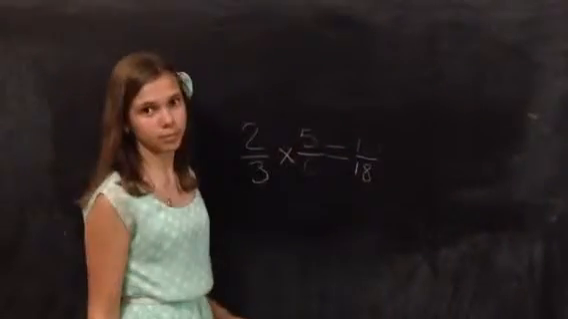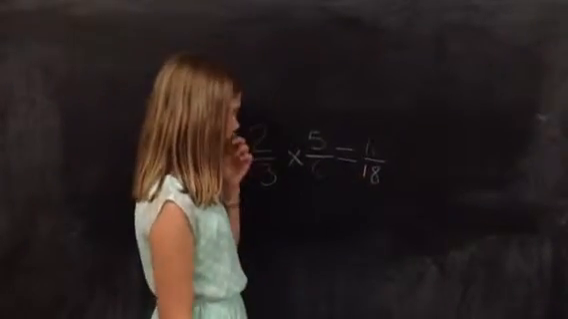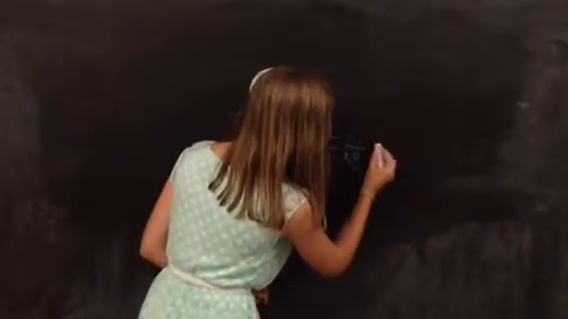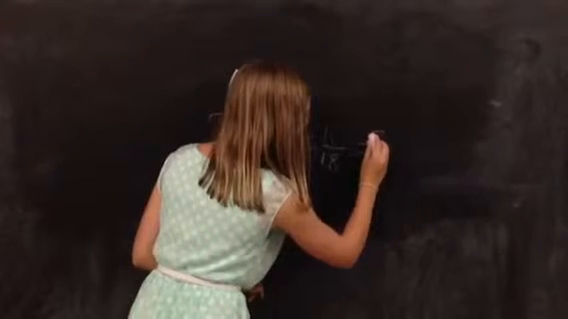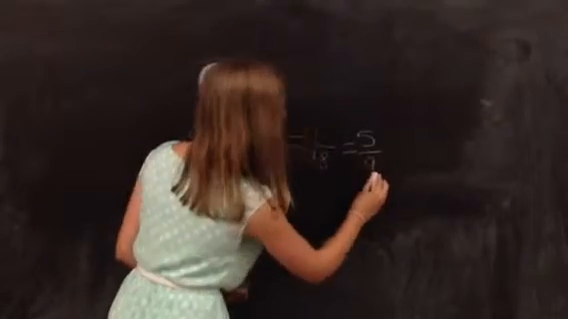And of course you want to simplify it. So both of them are divisible by 2. So we would divide both of them by 2, which 10 divided by 2 is 5, and 18 divided by 2 is 9. So 5/9 is our answer.